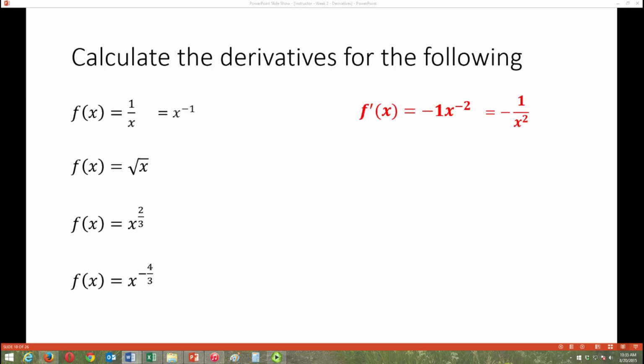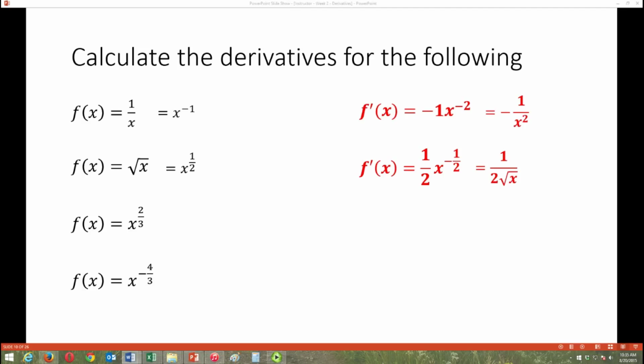For number 2, we can rewrite the problem, instead of f of x equals the square root of x, as x to the 1/2. Our derivative is f prime of x equals 1/2 x to the negative 1/2. And we rewrite this final answer as 1 over 2 root x.